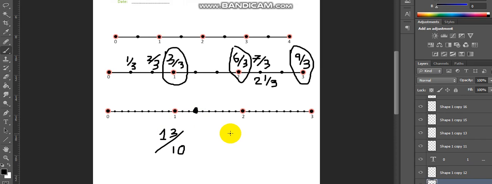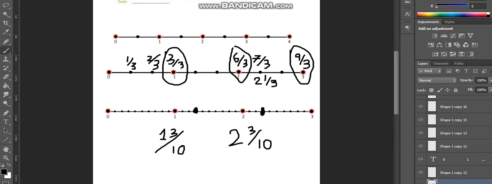But let's say it says, place the fraction 2 and 3 tenths on the number line. That might seem a little more confusing, but it's actually pretty easy. Since it has 2, just go to the whole number 2, and then another 3 tenths. So 1 tenth, 2 tenths, 3 tenths. So here, right here, this is 2 and 3 tenths.